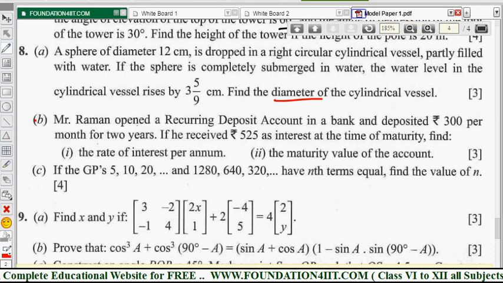Next, you see question 8b. Mr. Raman opened a recurring deposit account in a bank and deposited 300 rupees per month, so this is P, for 2 years. If he received 525 rupees as interest at the time of maturity, find the rate of interest. The R value you need to find out, and the maturity value also we should find out. So this banking problem we'll do now.